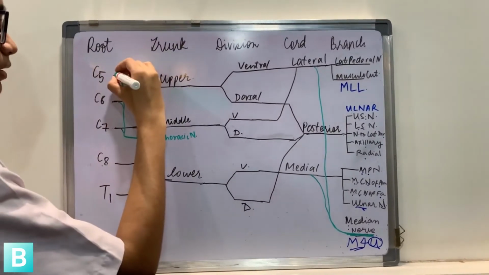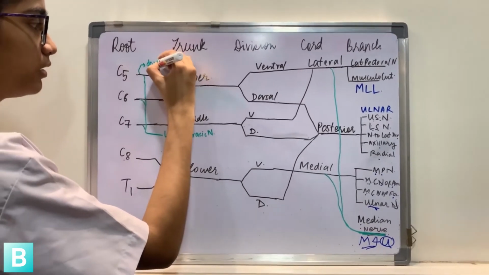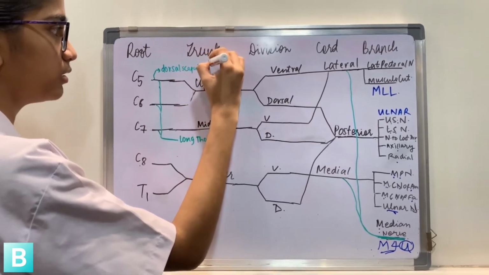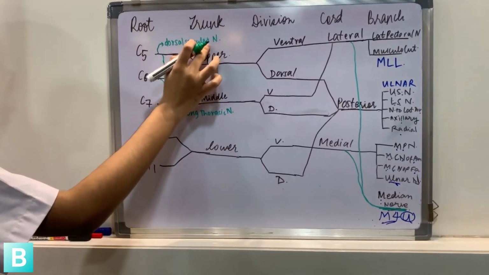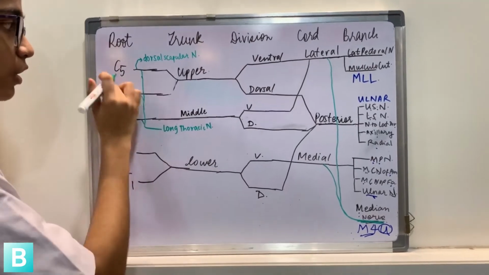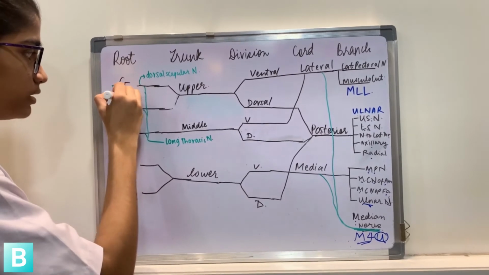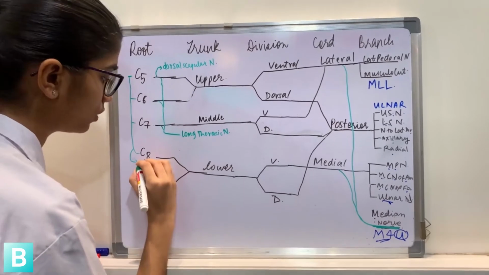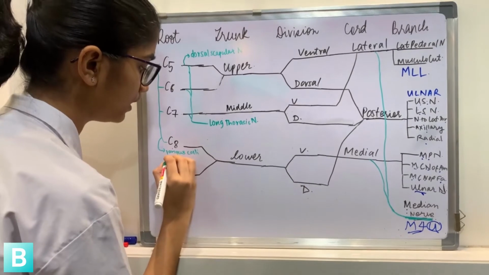Now the C5 forms a branch alone, the dorsal scapular nerve. So the branch arising from C5 root is the dorsal scapular nerve. C5, C6, C7 and C8 all of these give off small branches, and together they supply the levator scapulae and the scalene muscles.